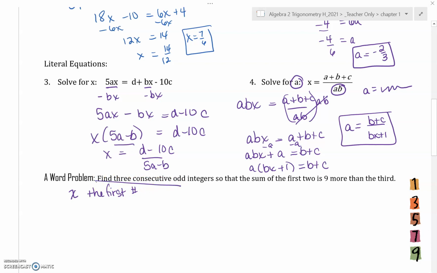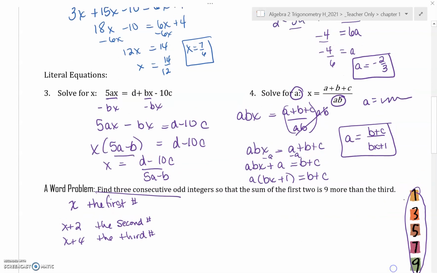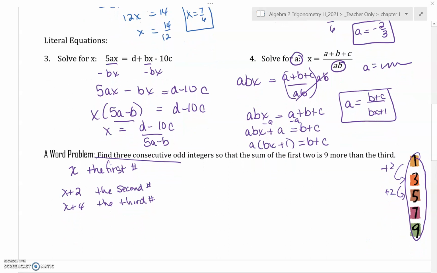So go ahead and pause the video and try and figure out how you would describe the next 2 consecutive odd integers using x. Let's look over here on the right hand side. So notice that consecutive odd integers means 1, 3, 5, 7, 9, for example. So you would add 2 to get the next odd integer. If they were consecutive, you would have to add 2.